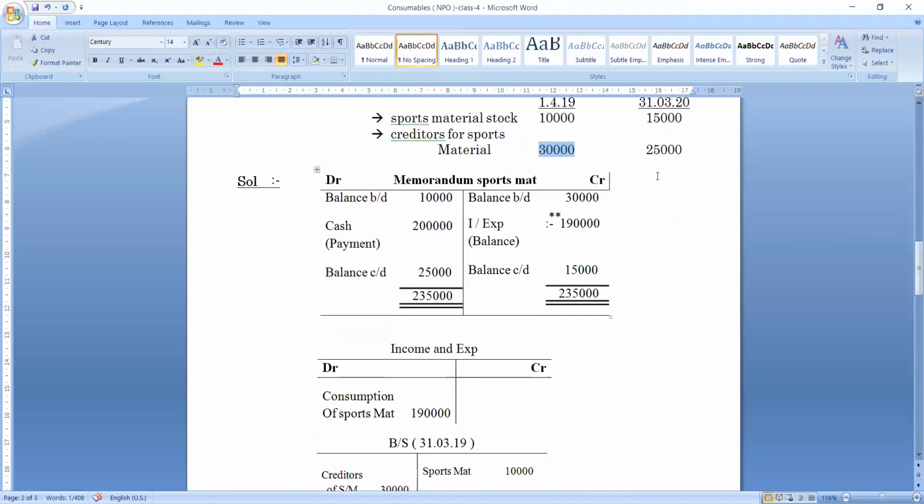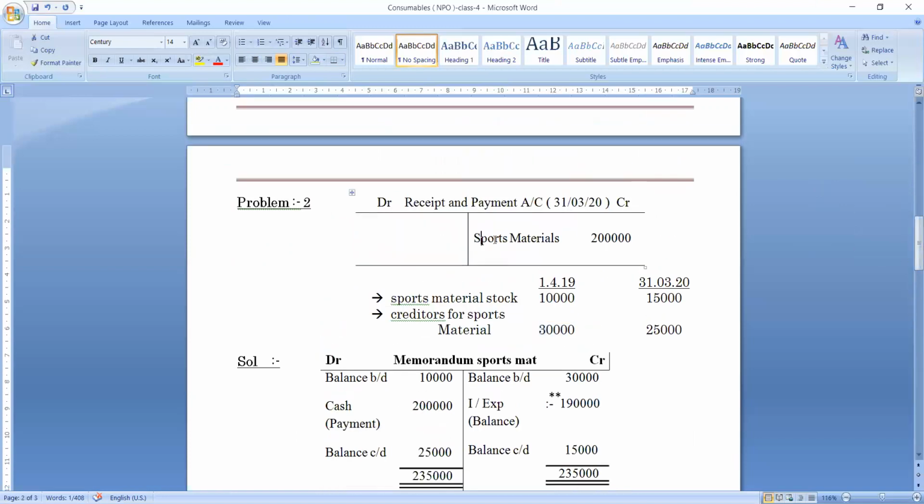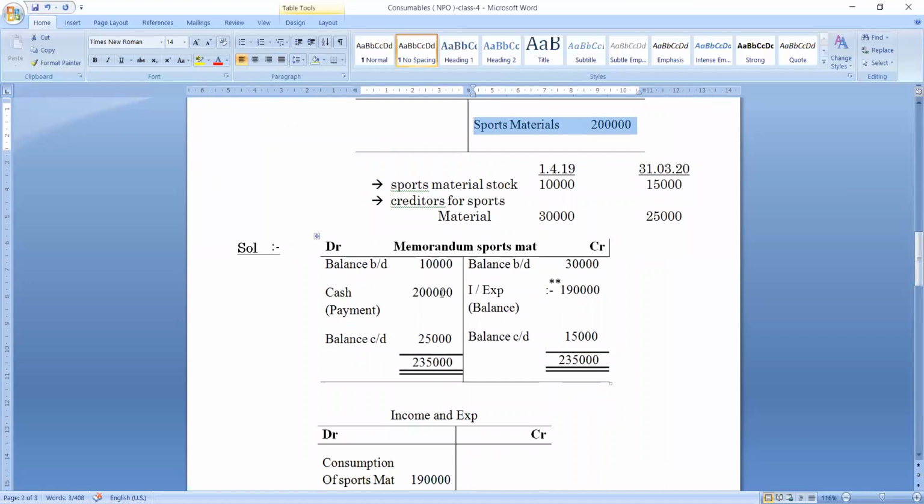That balance b/d closes at 25,000 on the debit side, and the credit side closes with balance c/d. In between balance b/d and c/d, the sports material payment is there. That payment will be cash, written as cash payment 2 lakhs.